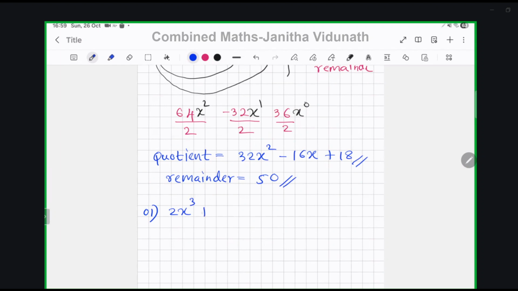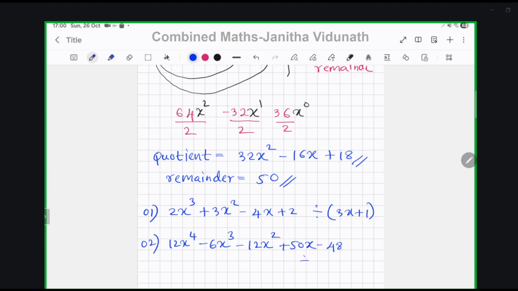2x cubed plus 3x squared minus 4x plus 2 divided by 3x plus 1. The second one is 12 times x to the power 4 minus 6 times x to the power 3 minus 12 times x to the power 2 plus 50x minus 48, divided by 2x minus 1.